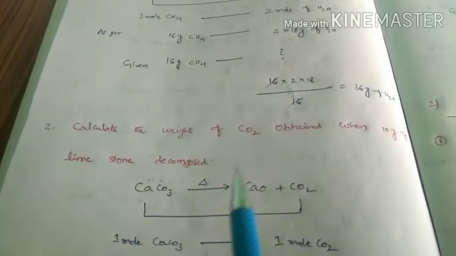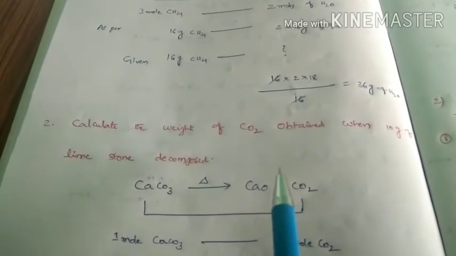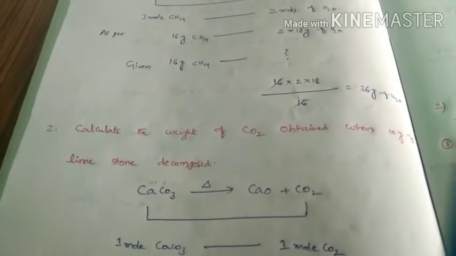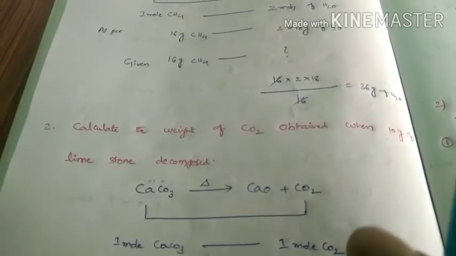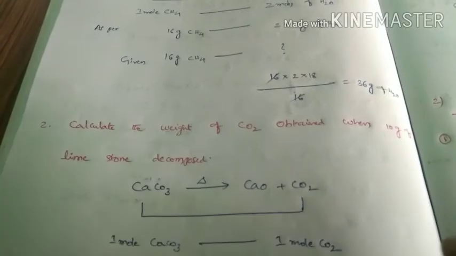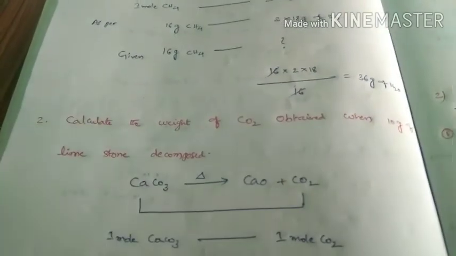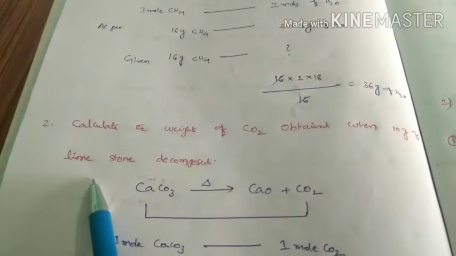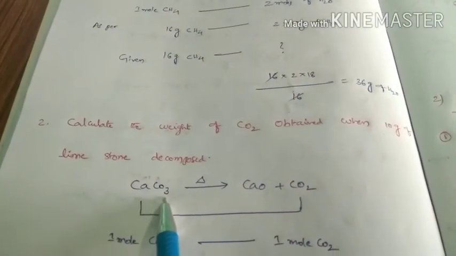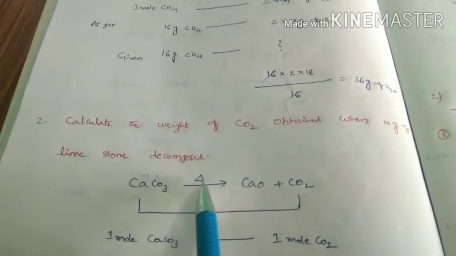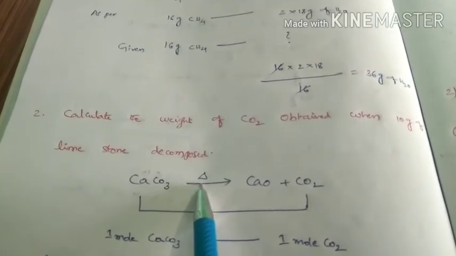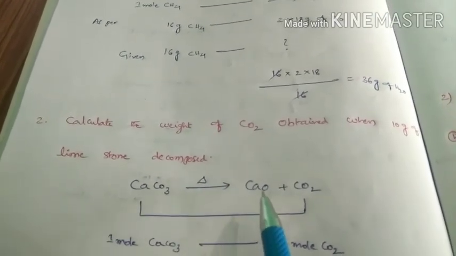What do we have to do first? We have to be able to write the equation. That is the first step. If you are unable to write the equation, then we cannot solve this model. So what is the formula for limestone? CaCO3. When it undergoes decomposition, that means when it undergoes heating, then we get CO and CO2.